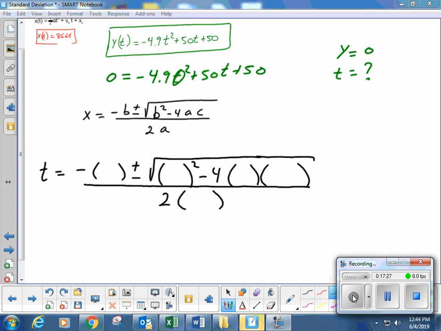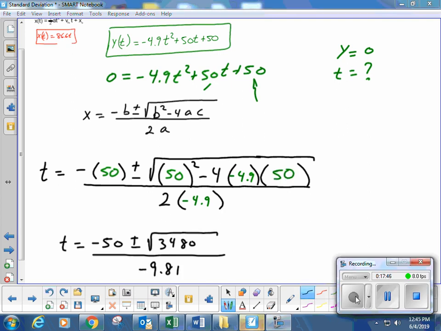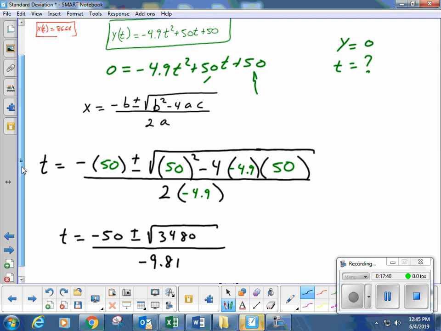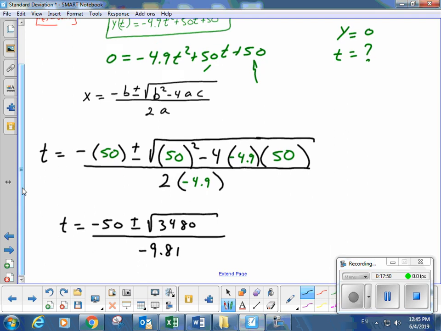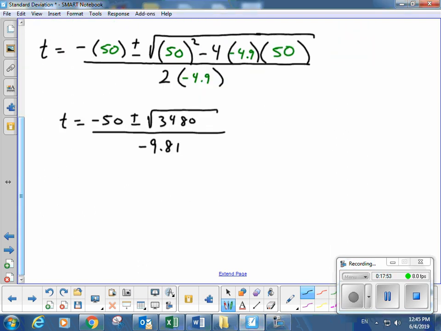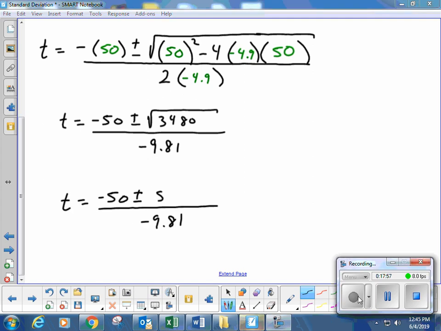And let's plug in our numbers. So the b is going to be the 50. I'm talking about this 50 here. The a is our negative 4.9. That goes here, 4.9. And the c position here is a 50 as well. And let's run some numbers through. I put some numbers into my calculator and got to this point here. Let's type in the square root of 3480, which comes out to be 58.99. Let's keep that.